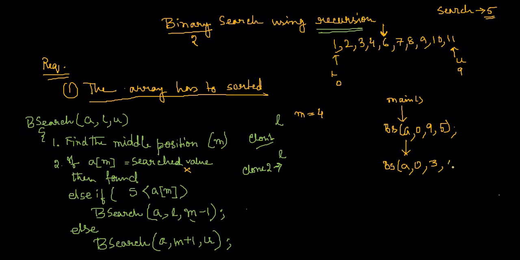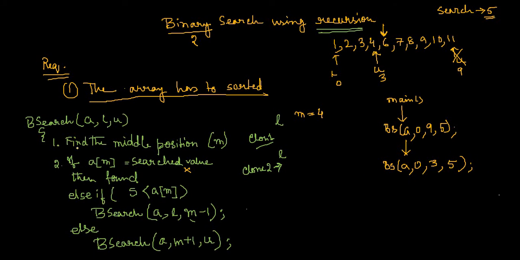Right? And then 5. 5 is the value that I am searching. So that means now your U becomes somewhere over here, and this is nothing but the value 3. So that means now what will happen? Again the same occurrence will start for this binary search part, this particular clone.